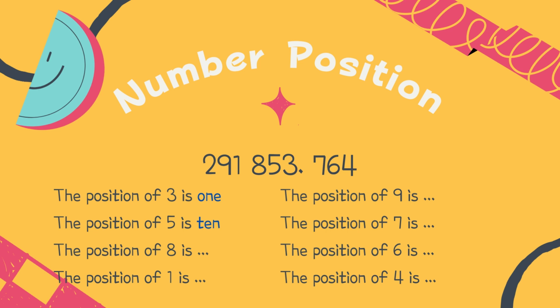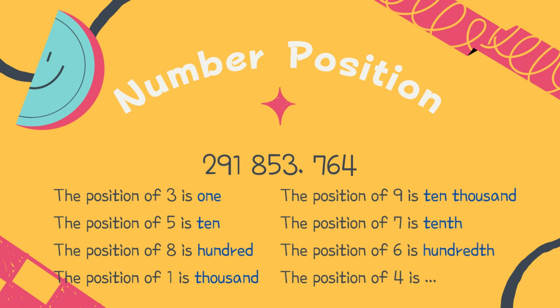And then the next one, 5, takes the position of 10. 8 will be 100. 1 will be 1000. 9 will be 10,000. And then 2, it will be what? 100,000, correct? And then after that, 7. 7 is exactly after the decimal point. So 7 will take the position of tenth, and then 6 will take the position of hundredth, and then 4 will take the position of thousandth.